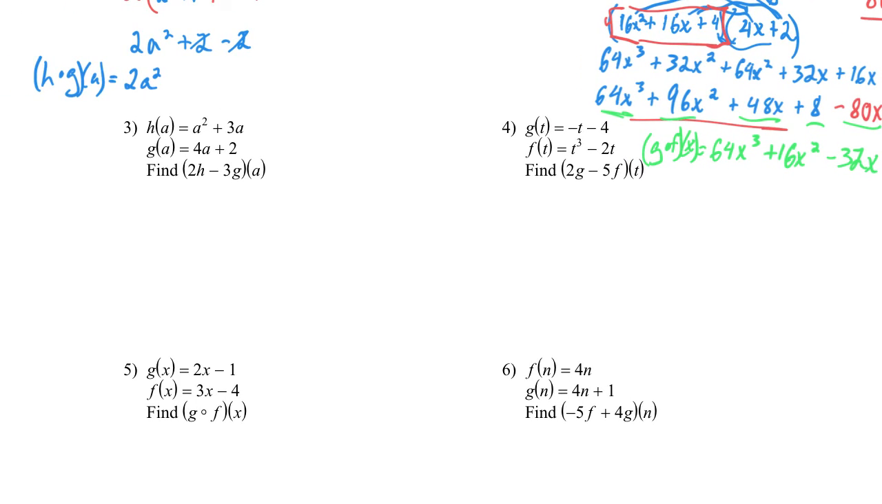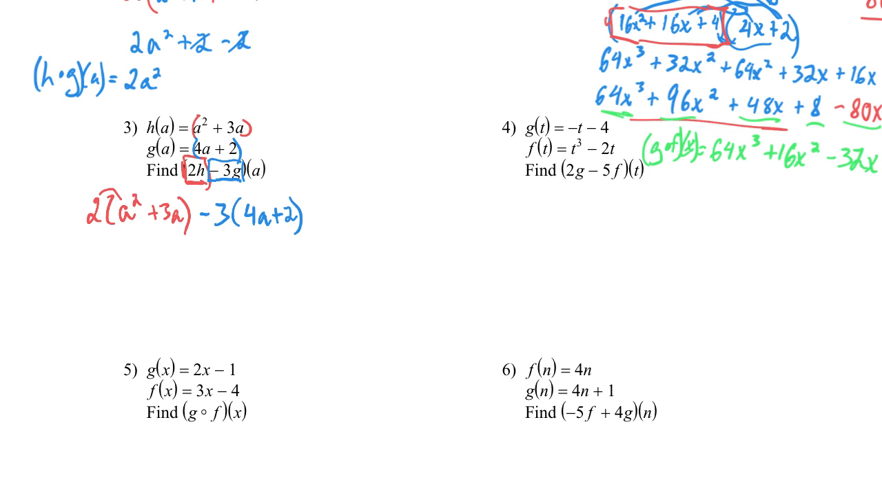3 and 4, those are linear combinations, and these are simpler. So you just do what it says here. So 2h means I need to take 2 of the h functions, and then minus 3g means I need to take negative 3 of those. So I need to subtract 3 of those. So first thing I'm going to do is distribute the number that it gives me. So 2 is going to go into a squared plus 3a, and then the minus 3 is going to go into the 4a plus 2.